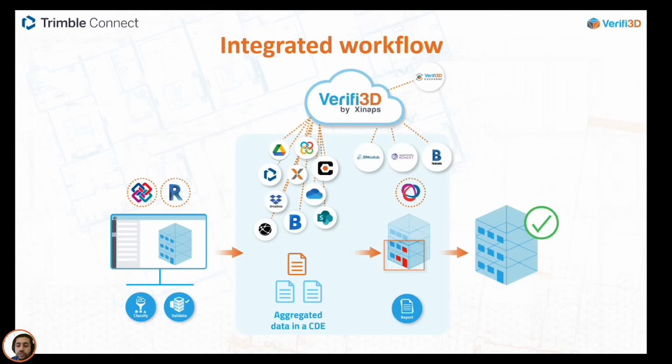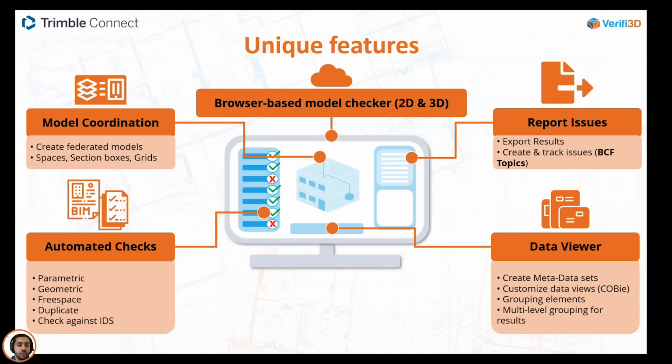Now, regarding Verified, we can handle different file formats. So Revit, IFC, DWG. You take the file from Trimble Connect and then put it into the 3D viewer. You do your checking, and then you extract the results, which will just streamline the whole process for you and eliminate all the manual work.